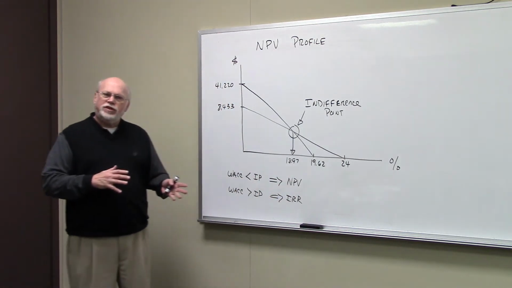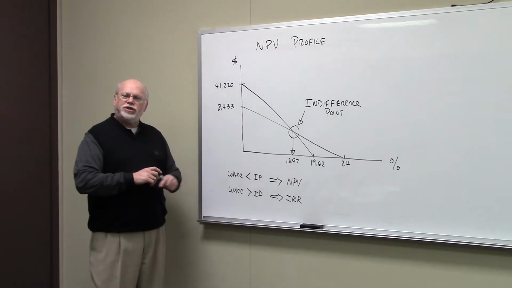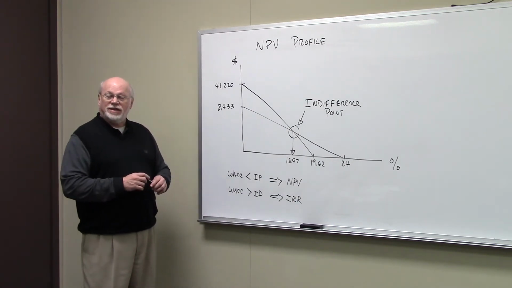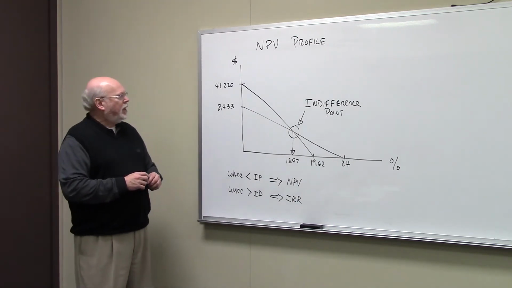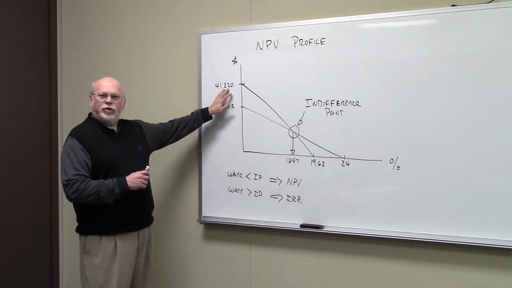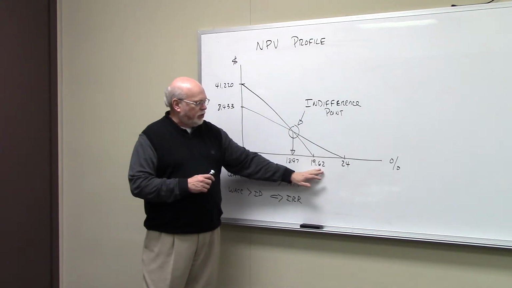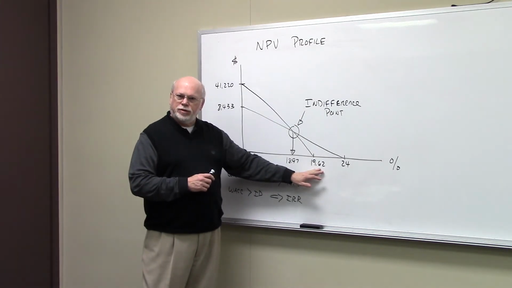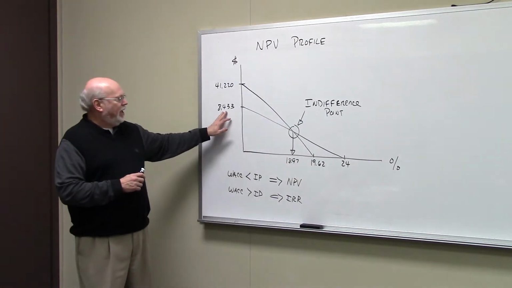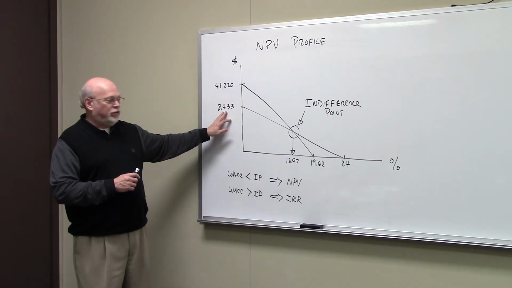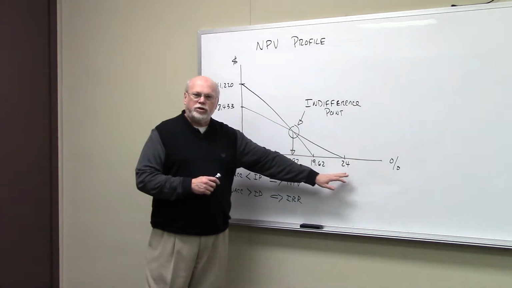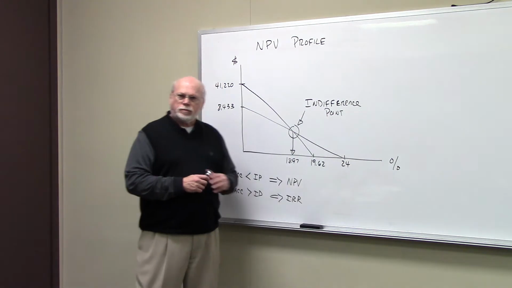Now, in the previous video, I laid out all the information about two projects, Project A and Project B. Project B had a net present value of $41,220 and a rate of return of 19.62%. Project A had a net present value of $84.33 and a rate of return of 24%.